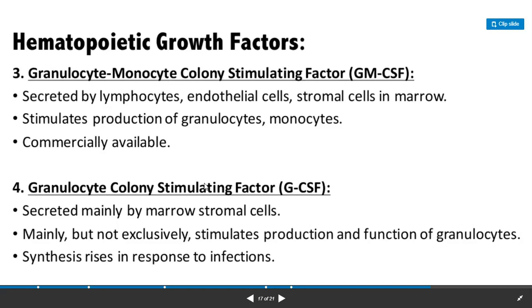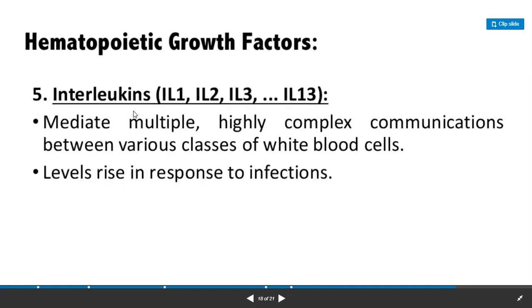Then we have the granulocyte colony stimulating factor, which is secreted in the bone marrow, mainly but not exclusively, and stimulates the production and function of granulocytes. The synthesis rises in response to infection. So anytime you have an infection, you need your granulocytes to come and fight. You need your neutrophils to come and fight. So these are stimulated or produced.